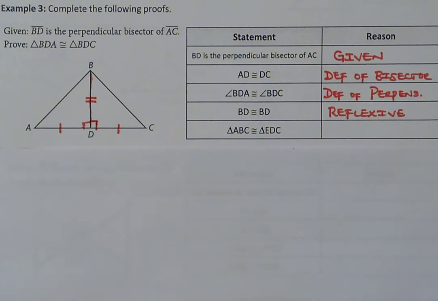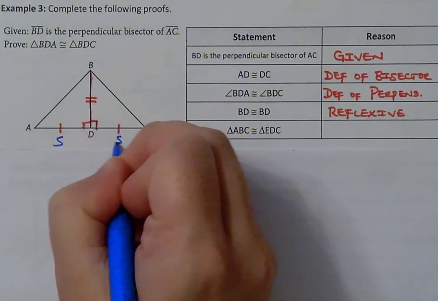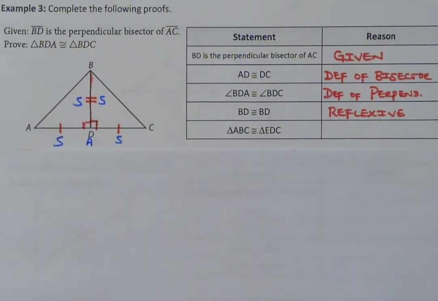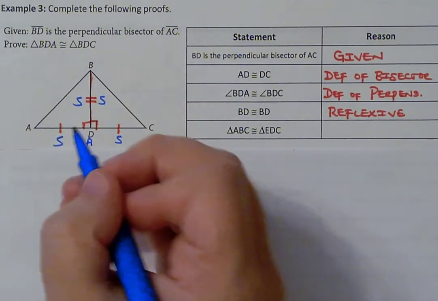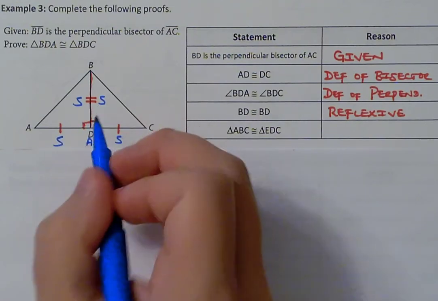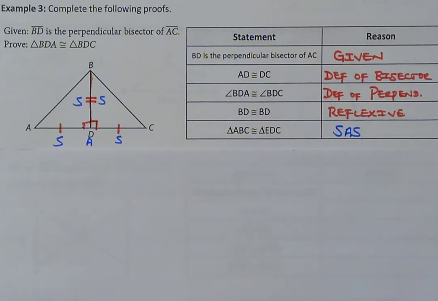So, with that said, how can I say that these two triangles are congruent? Well, I've determined that I have a set of sides and the angles in between, which allows me to say side, angle, side. So my reasoning is side, angle, side. And that is my proof for part A.